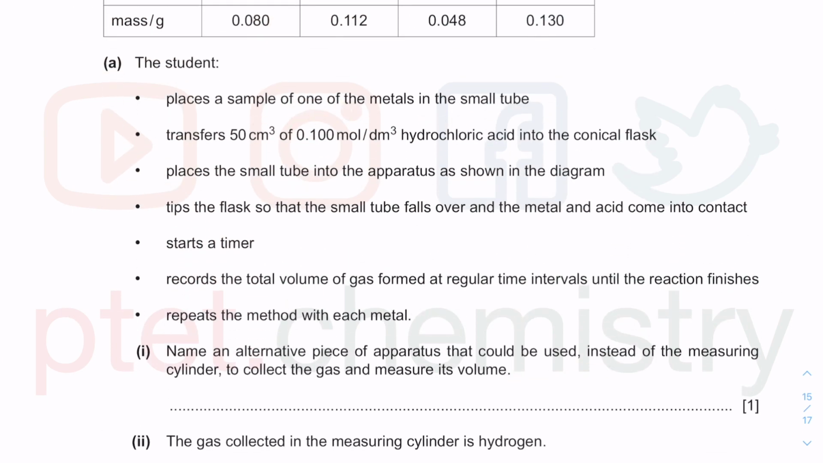Instead of measuring cylinder, what can you use to collect gas? So this is about apparatus for gas collection. So this is part of experimental techniques for gas collection. You could use measuring cylinder, or you could use a gas syringe if you don't want it to be displaced over water. Okay.